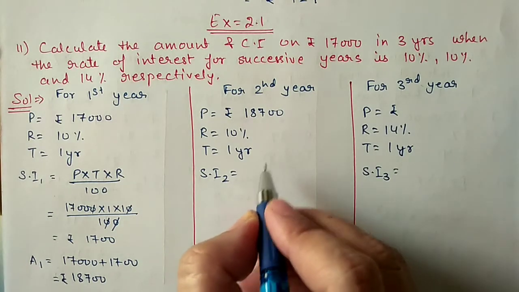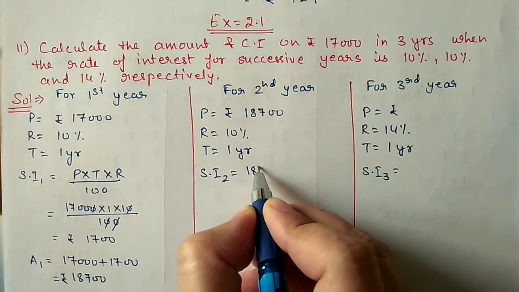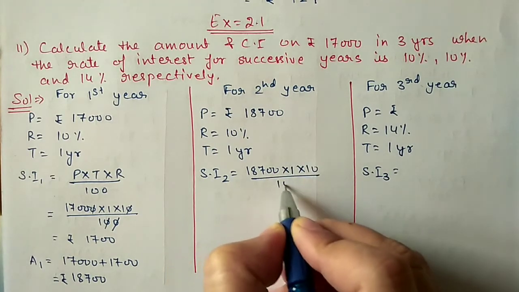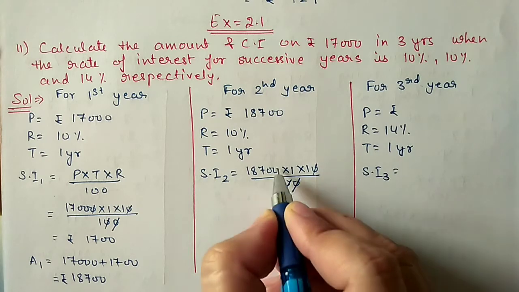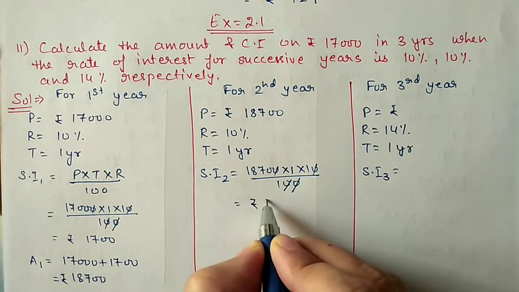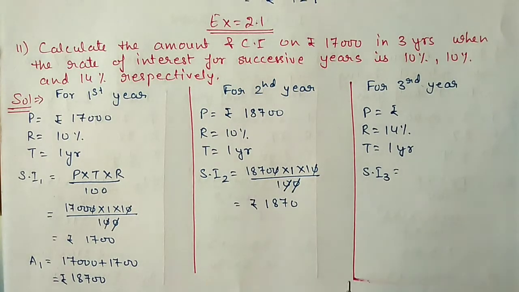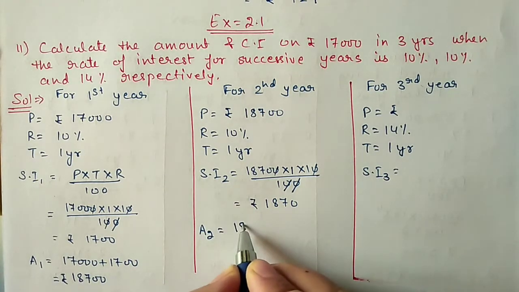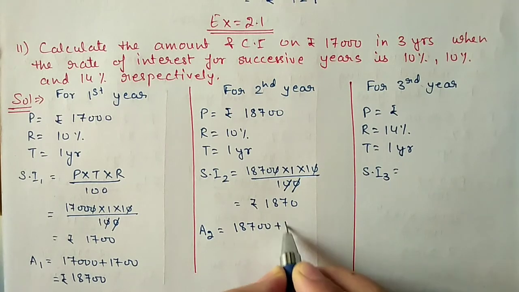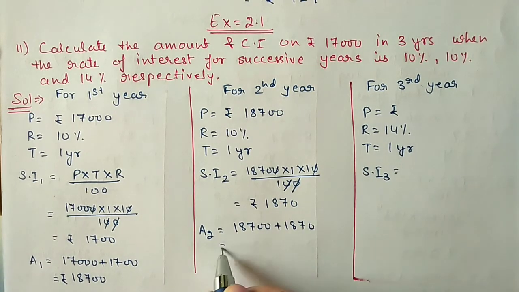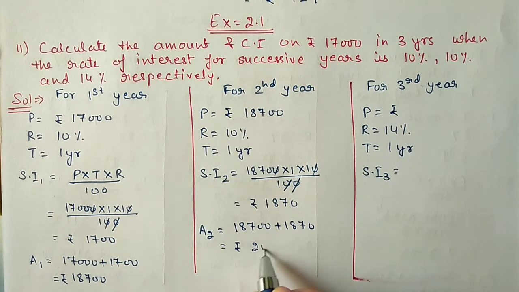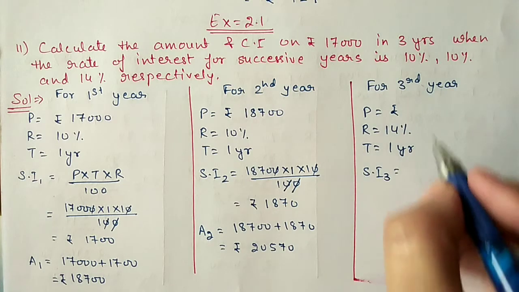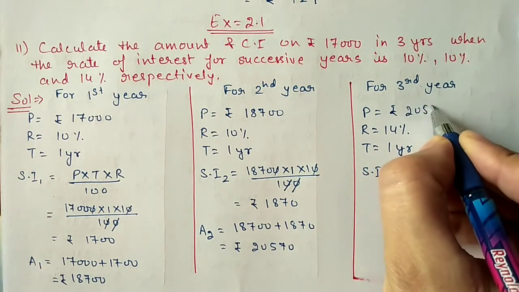Now this 18,700 rupees will become principal for the second year. We'll calculate simple interest for the second year. 18,700 multiplied by 1 into 10 divided by 100, cancel out zeros and then we'll get 1,870 rupees simple interest for the second year. So amount by the end of the second year will be 18,700 plus 1,870 rupees, which is equal to 20,570 rupees.